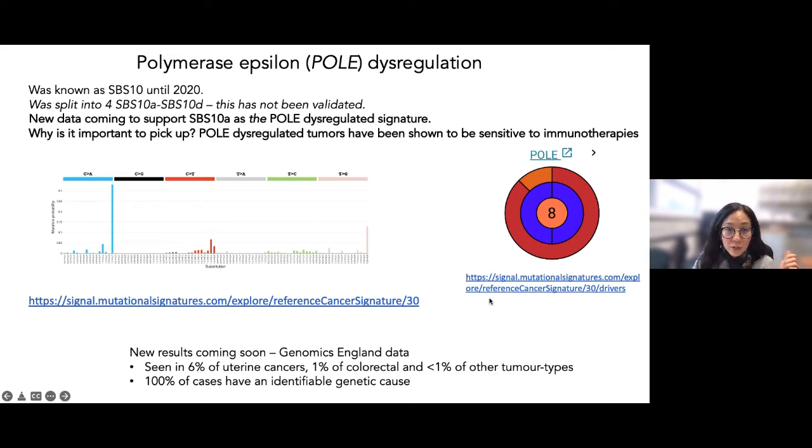And why? Because these tumors tend to be sensitive to immunotherapies. And certainly we managed to get a patient checkpoint inhibitor treatment as a result of being able to demonstrate his polymerase epsilon mutation in the end, which was in a subclone. So it's an important one to find. It is seen in about 6% of uterine cancers, 1% of colorectal cancers, and less than 1% of other tumor types. So it's a rare thing, but if you do see it, it's really one to not miss. And 100% of cases have an identifiable genetic cause, so don't miss this one.